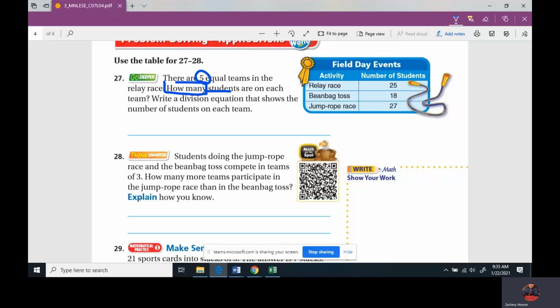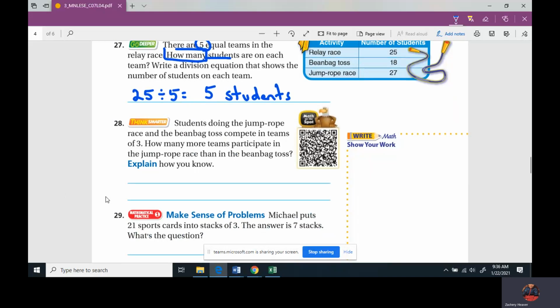We have 25 students in the relay race with 5 on each team. How many students are going to be on a team? Five students. That's an easy one. That was a go deeper question. That didn't seem like a go deeper question to me.